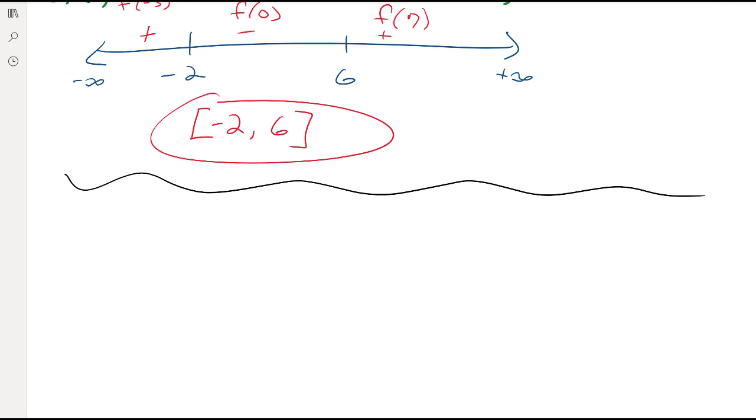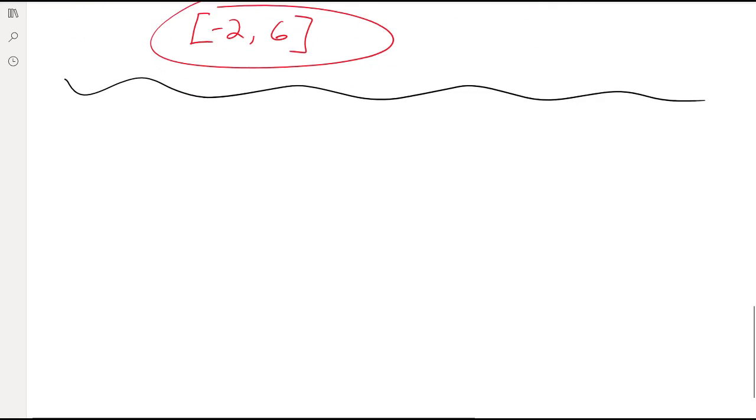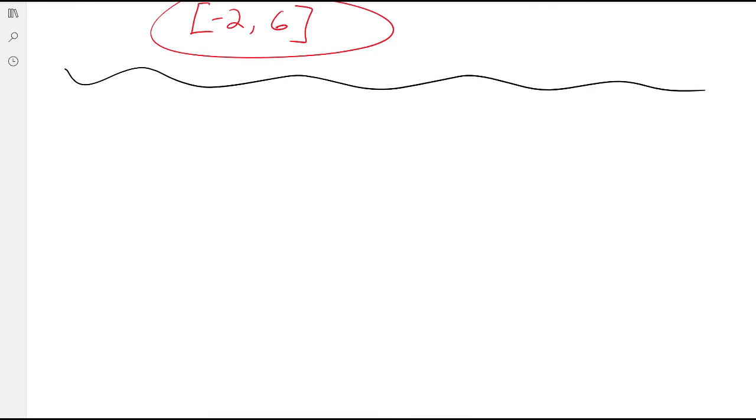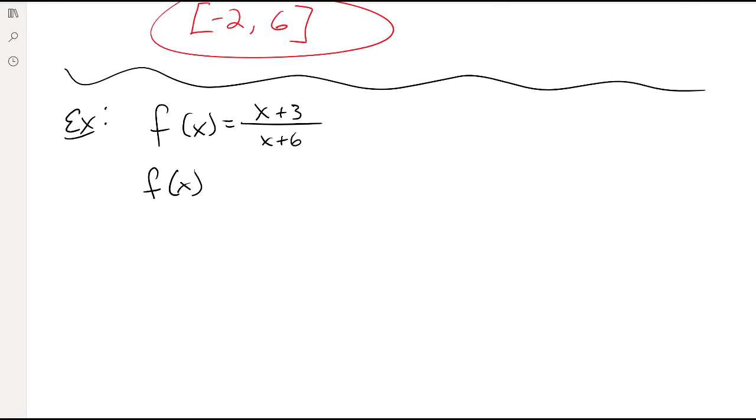Lastly, how do we find inequalities of rational functions? So this is a good one. So for example, suppose we have f of x equals (x + 3) over (x + 6). And suppose they want us to find where f of x is, let's say, greater than or equal to 0. Okay?